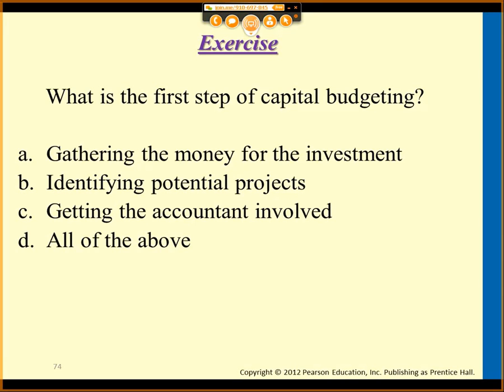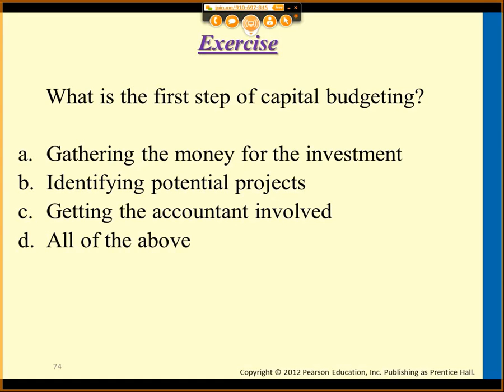So what would be the first step that we're going to take in capital budgeting? Are we going to gather the money for investment? Are we going to identify potential projects? Are we going to get the accountants involved in the process? Or all together at once? A, B, C, D.